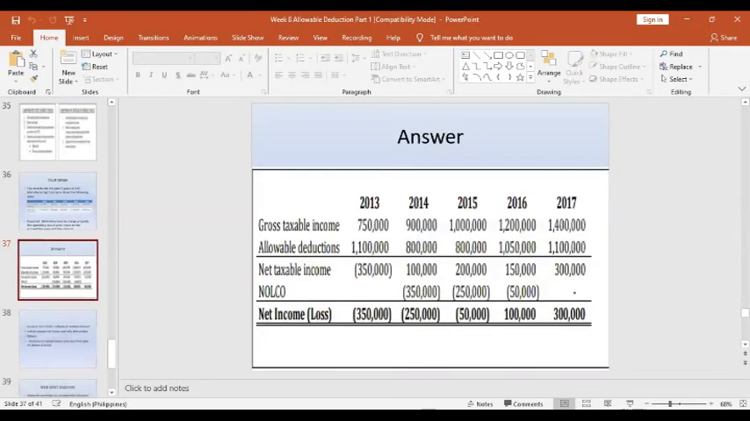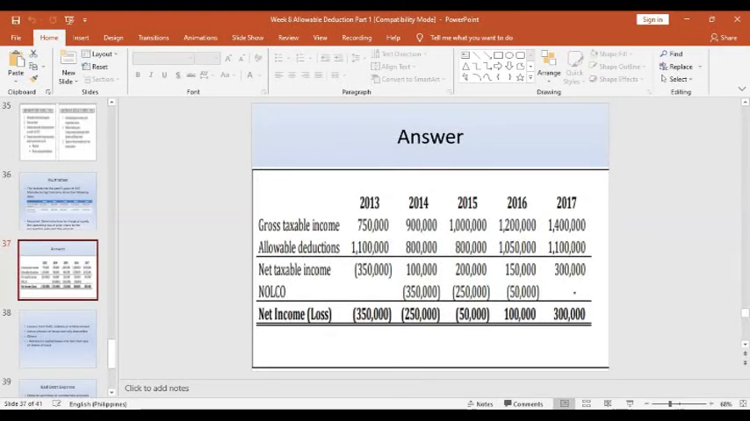Okay, so here are the answers. Let's begin with the year 2013. In 2013, of course, the net income is negative 350,000. Therefore, that is not subject to tax because it's a loss. So that will be the net loss of 350,000.